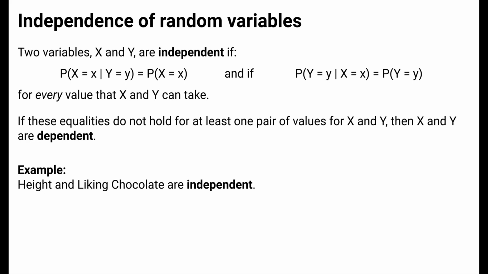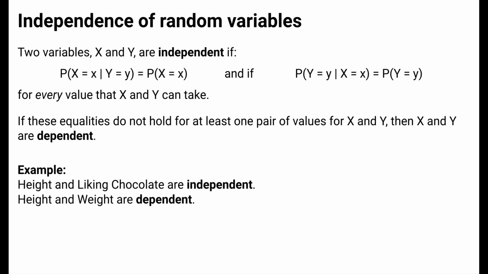So for example, the random variables height and liking chocolate are independent. The probability that a random person is a certain height does not change once I know their chocolate preferences. And symmetrically, the probability that someone does or does not like chocolate does not change once I know their height.